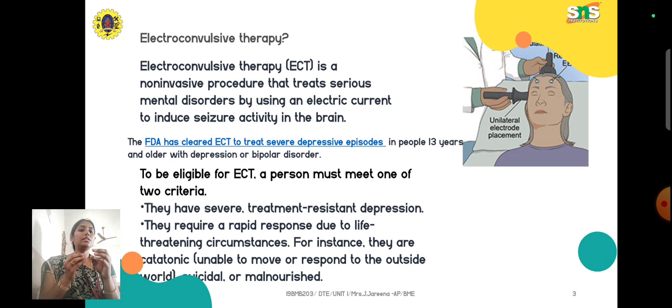And one of the following two criteria must be met: either they have severe or treatment-resistant depression, or they need a rapid response due to a life-threatening circumstance. So these are the two main conditions. If either condition is there, then we can go with ECT treatment. Otherwise we should not go for ECT, because many side effects are involved, even though it is meant for treating mental disorders. We have to keep that in mind before going with ECT.